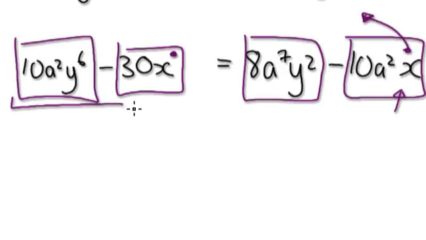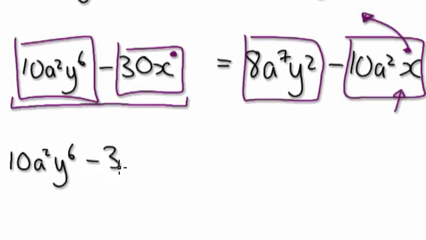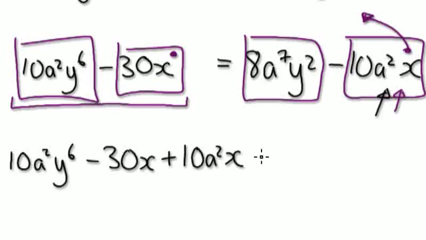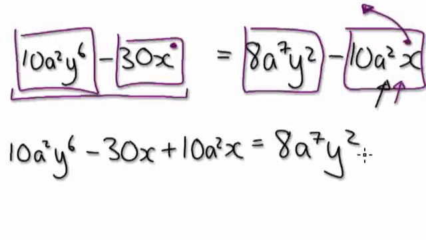Well, take the whole thing down. So it will be 10a squared y to the power of 6, take away 30x, and then plus 10a squared x. Remember, we're adding this bubble here. So on this side, it will be 8a to the power 7y squared.